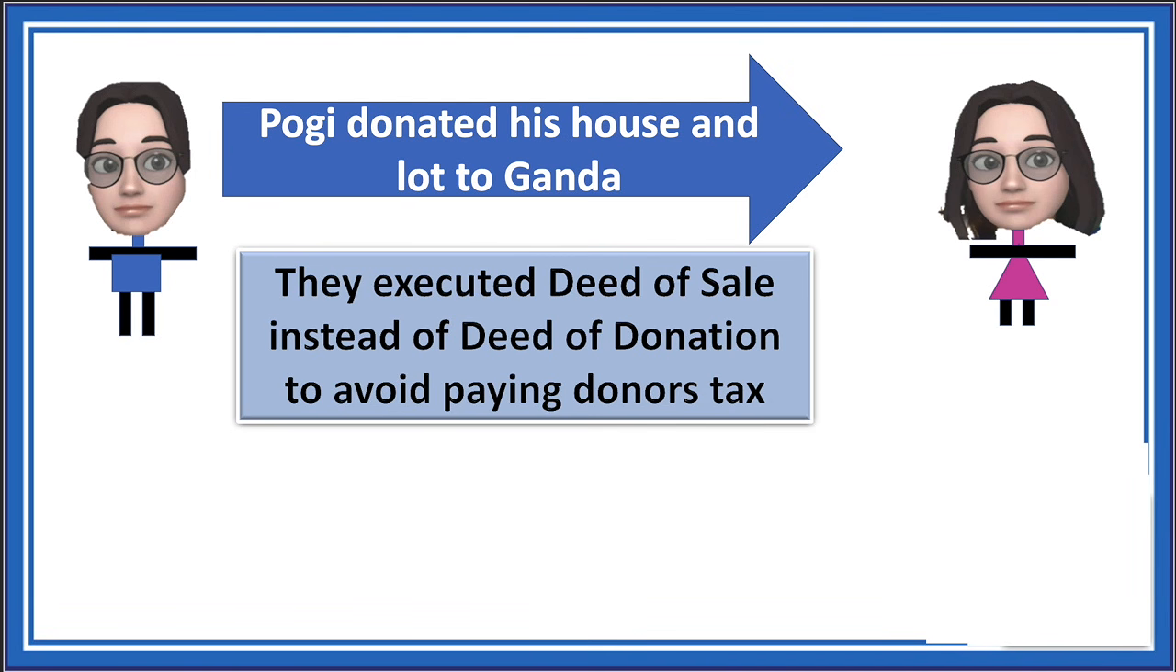Now, example naman dito sa relative simulation. Supposedly si Pogi gusto niyang i-donate or ibigay kay Ganda ang kanyang lupa, house and lot. Pero ayaw niyang magbayad ng malaking donor's tax. So, ang ginawa nila, to avoid payment of donor's tax, they entered into a contract of sale. Nakita nyo, yung true intention is donation, pero yung ginawa nila, contract of sale.